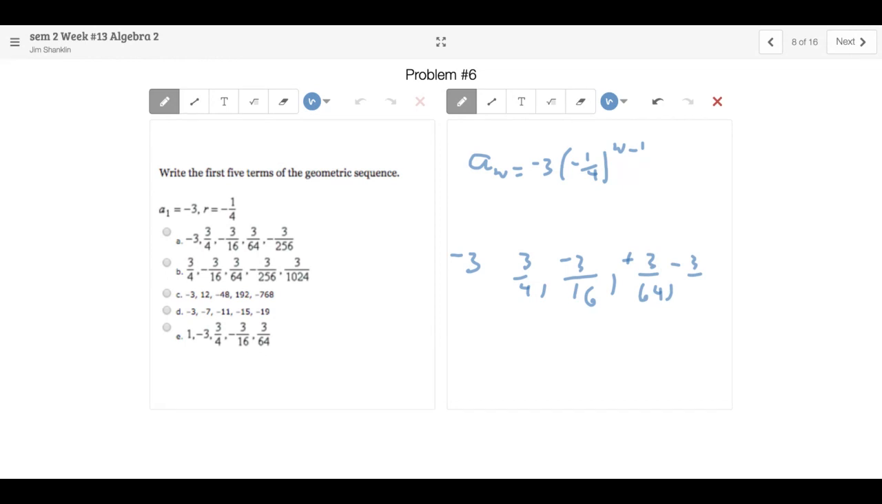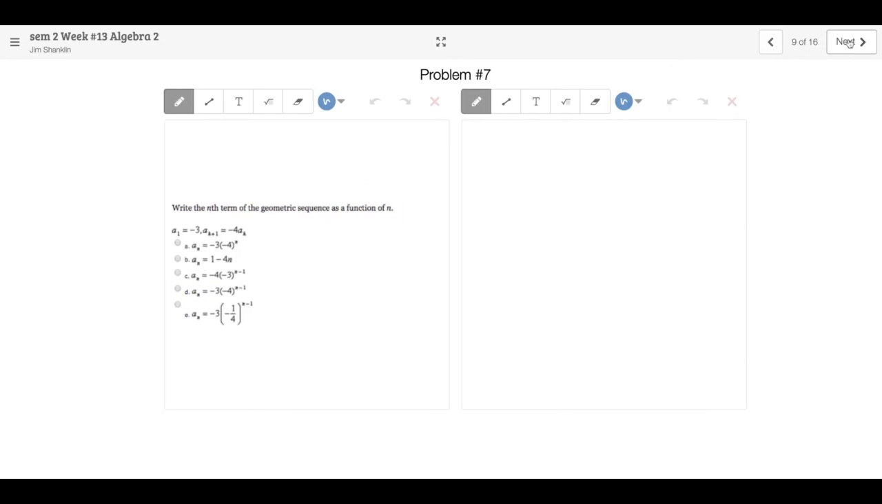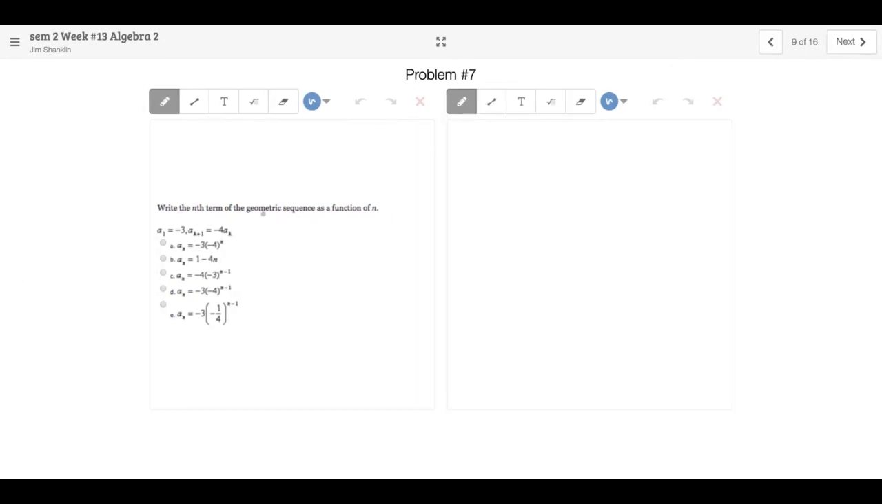Excellent. All right, problem number 7. Number 7 says write the nth term of the geometric sequence. Okay, so now it wants us to write an nth term. This one I looked at and it's like, what the heck is that? a sub k plus 1 equals negative 4 times a sub k. Why did they give us that?